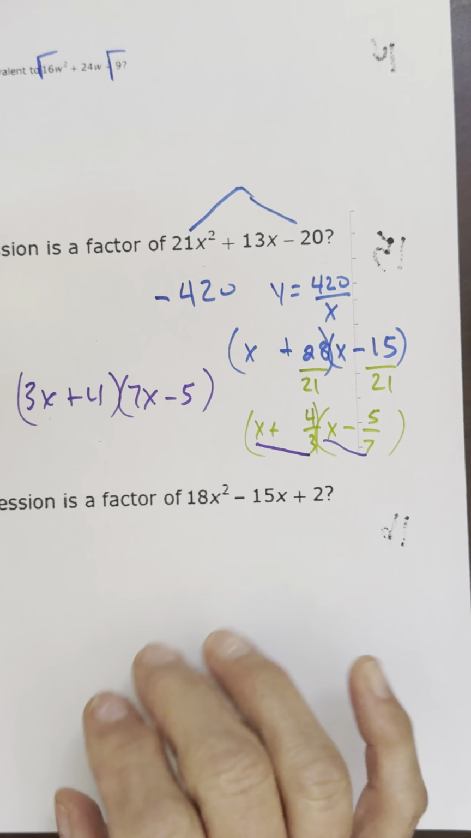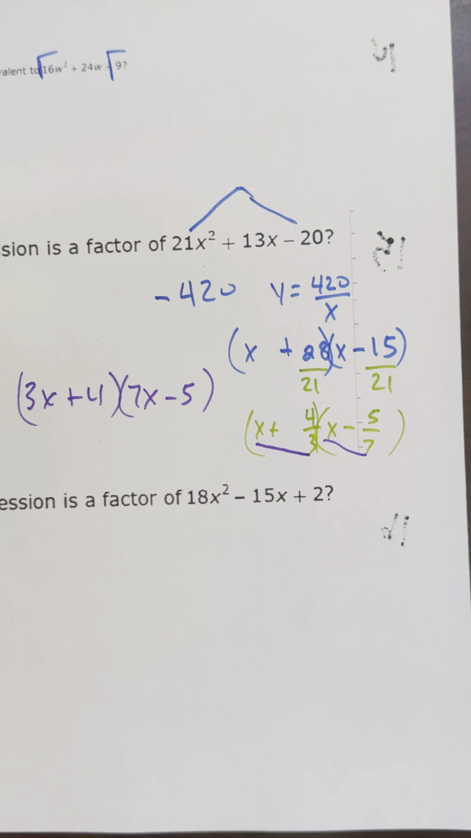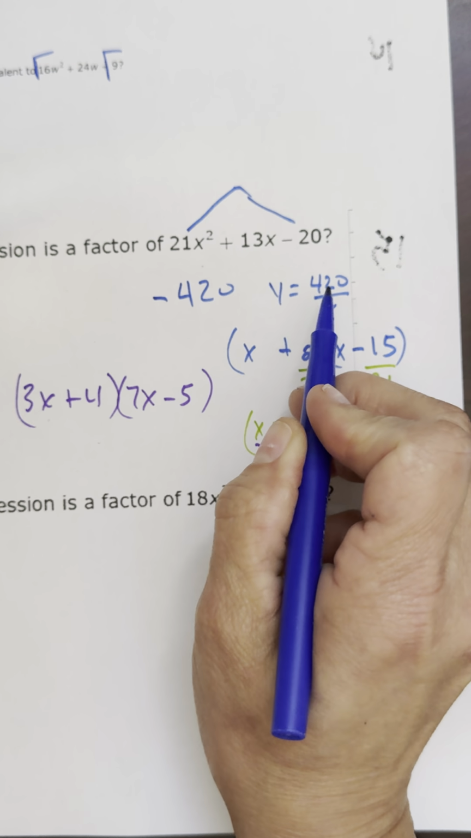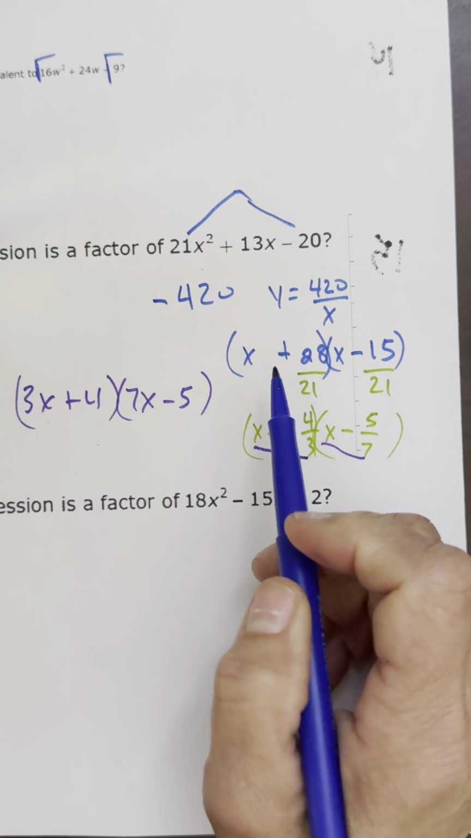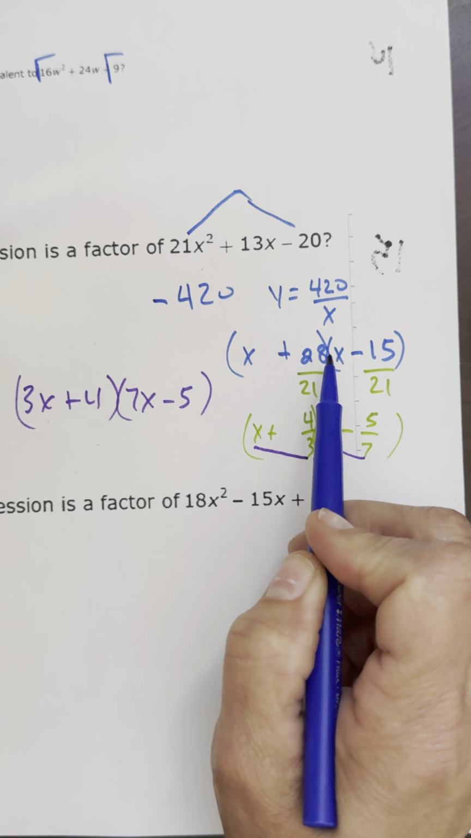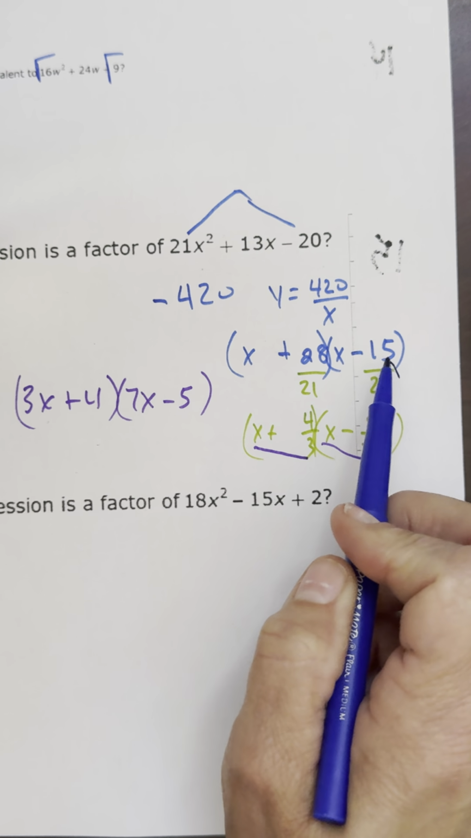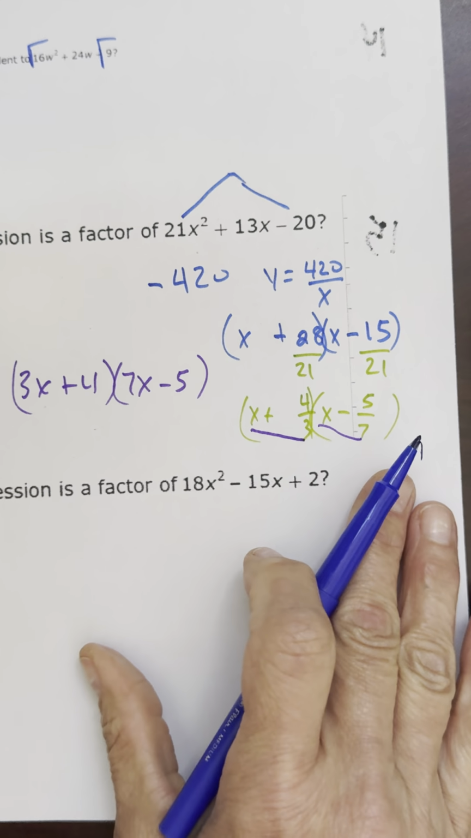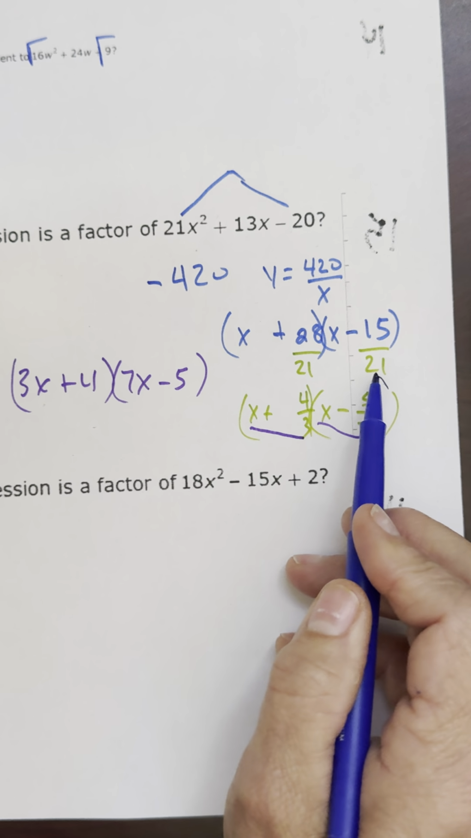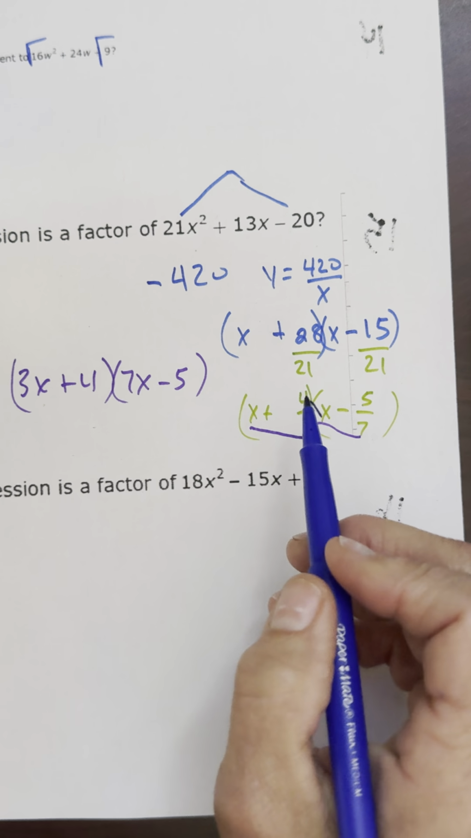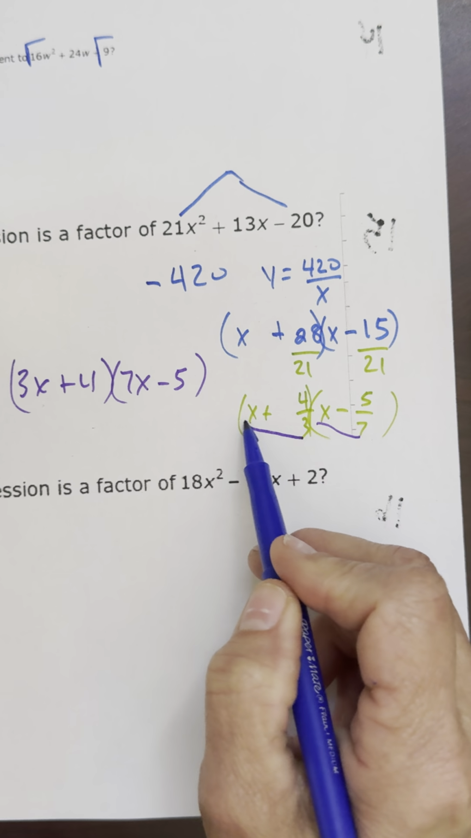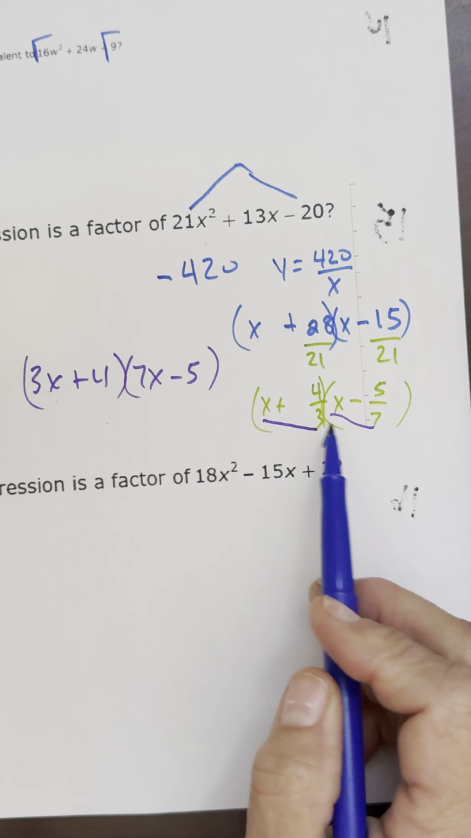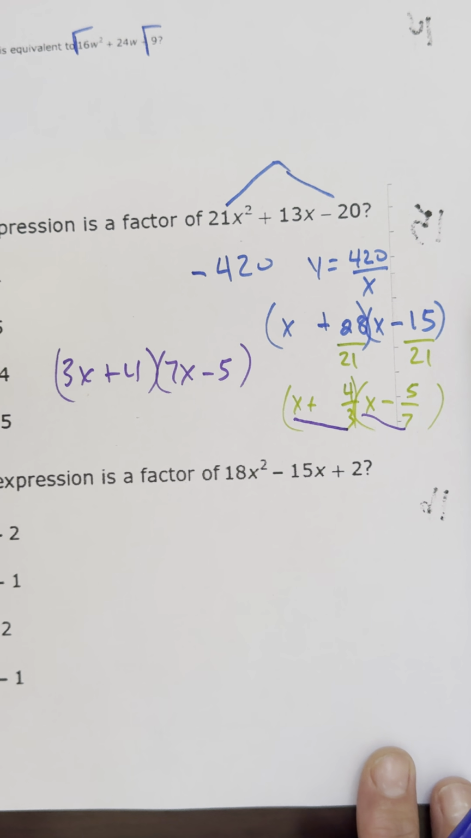Number 12, I was recording without recording. So I did 21 over 20. I put in y equals 420 divided by x, and I found the two numbers that multiply to equal 420 and subtract to give you 13. So 28 minus 15. And then I took the 21 and I divided and then reduced. And so the 3 goes out front, so you end up with 3x plus 4. And then the 7 goes out front, so you end up with 7x minus 5.